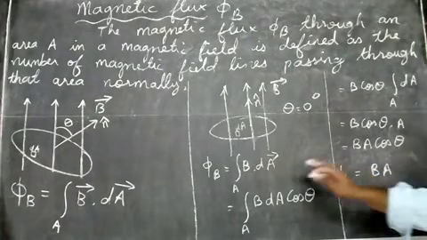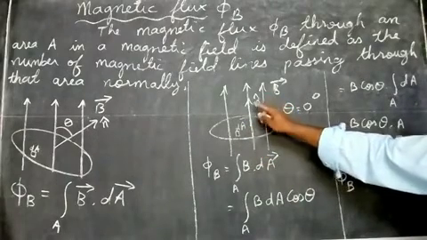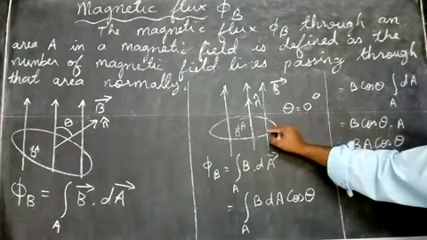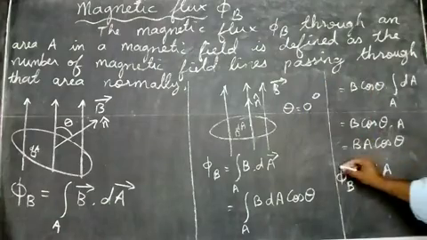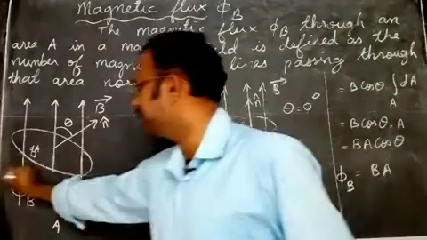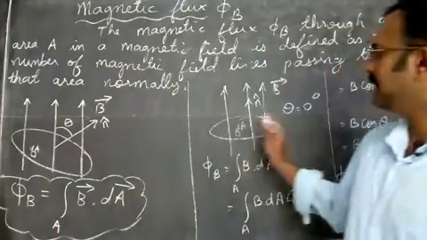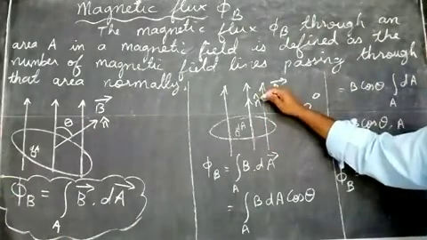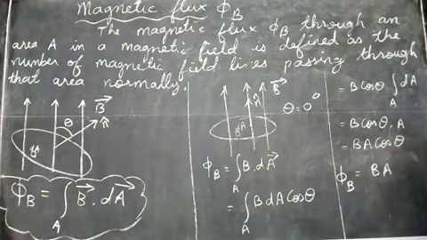This is the second condition, when the magnetic field is perpendicular to the surface. In that condition, we will have this value. But the general formula is this one, B A cos theta, where the surface is at an angle. Here, the surface is perpendicular to the magnetic field. Now we know these things.